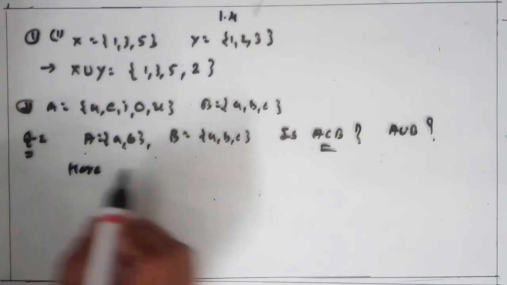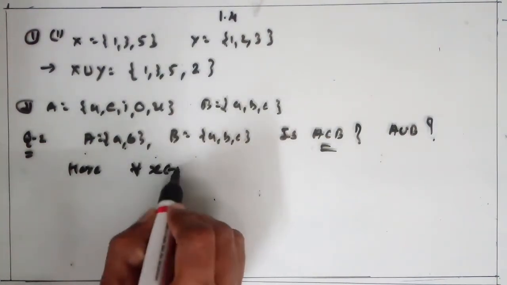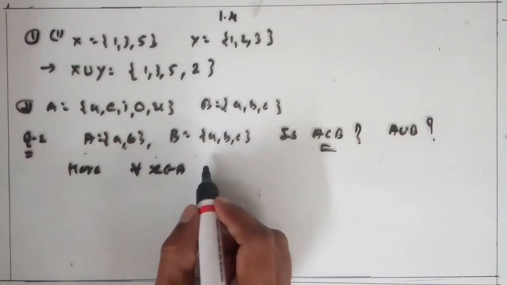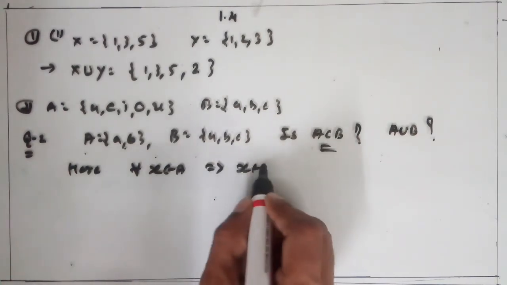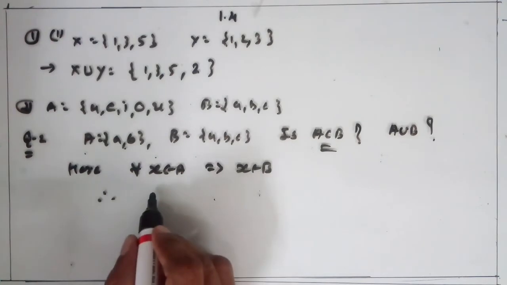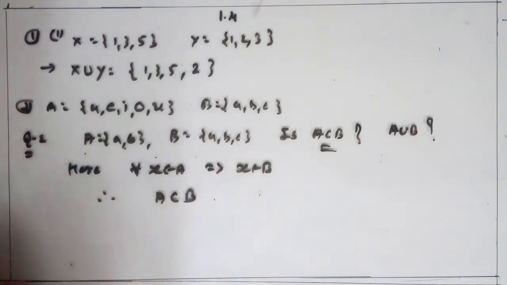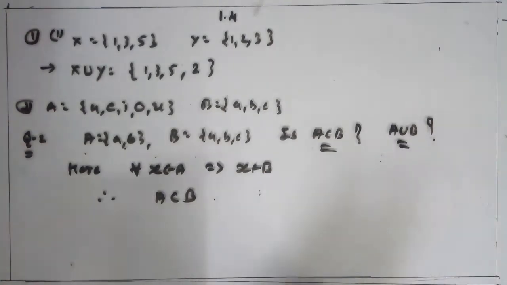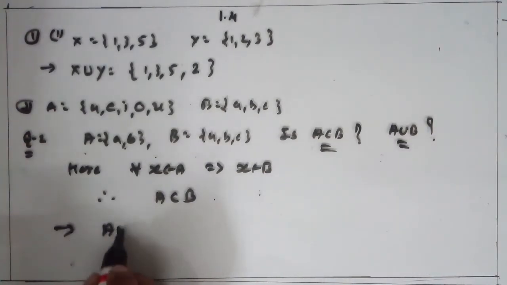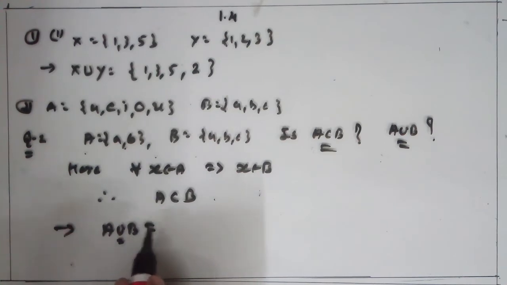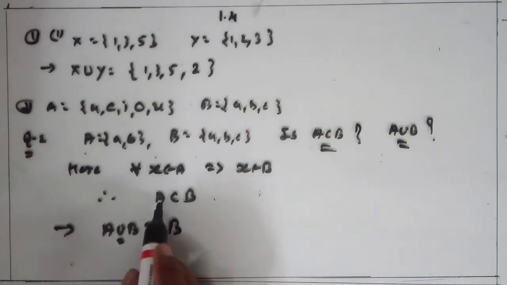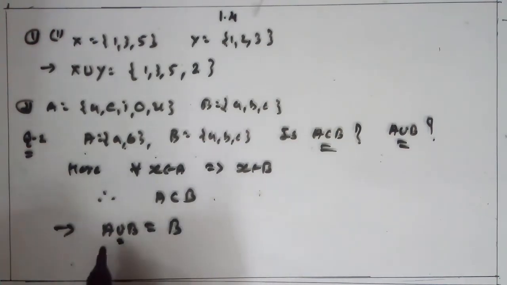Here, all x belonging to A implies x belongs to B. Therefore, A is a subset of B. Clear? Now, what do you say about union? A union B is equal to, in union we know that the superset is the result. Here the superset is B. So A union B is equal to B. Clear? So if A is a subset of B, then A union B is equal to B.